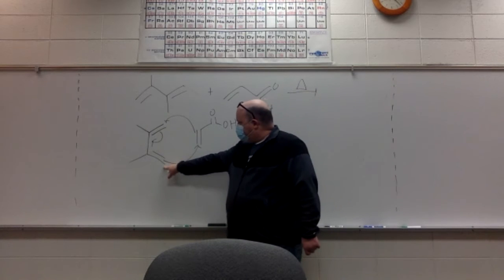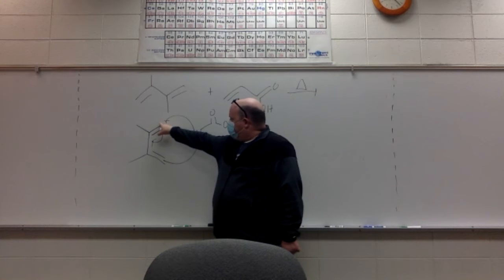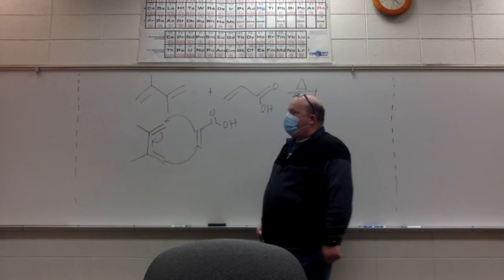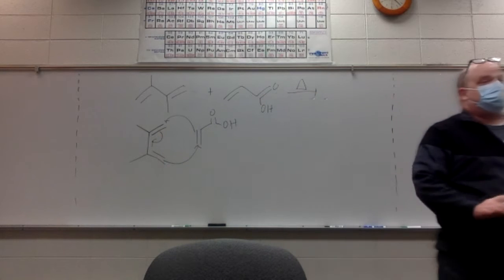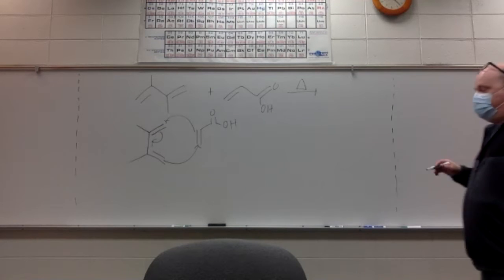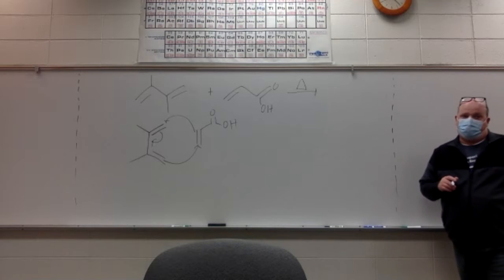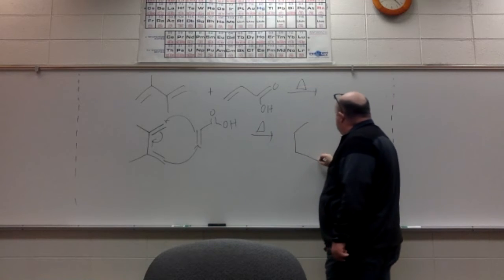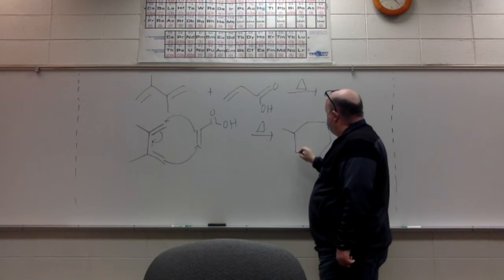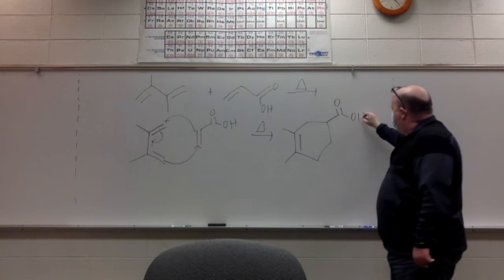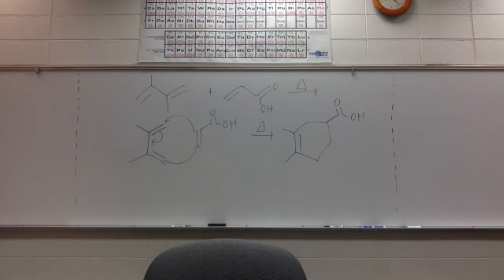This carbon is going to form a sigma bond here. This carbon will form a sigma bond here. So 4 of the carbons in the 6-membered ring always come from your dienophile. Excuse me, sorry, rewind. 4 of your carbons in your 6-membered ring always come from your diene. The other 2 always come from your dienophile. And voila, you get that.